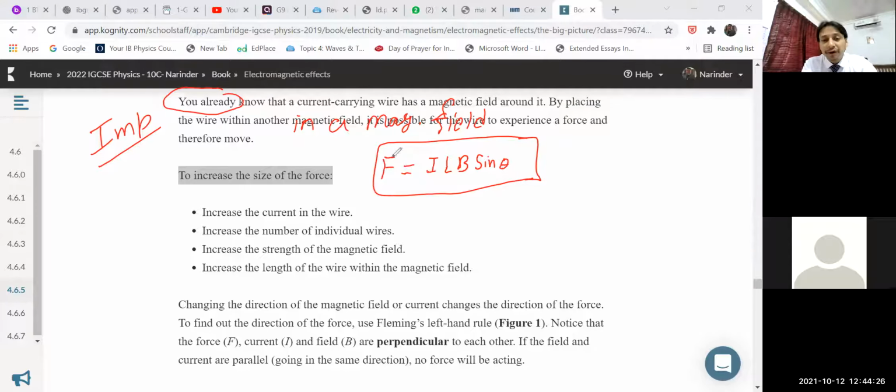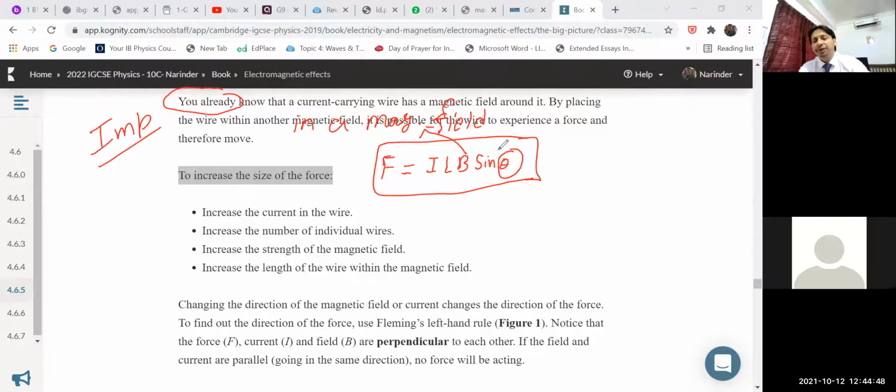The terms are easily understandable. F is a force. What force? Magnetic force. I is what? Current passing in the conductor. L is what? Length of the conductor. B is what, children? B is called the magnetic field. What is this theta, children?